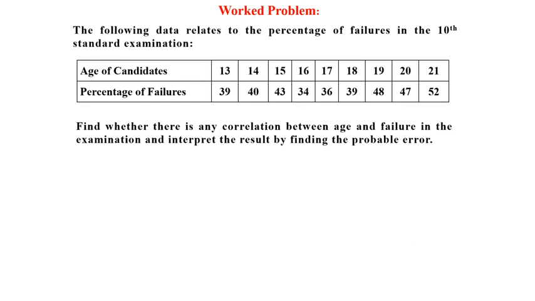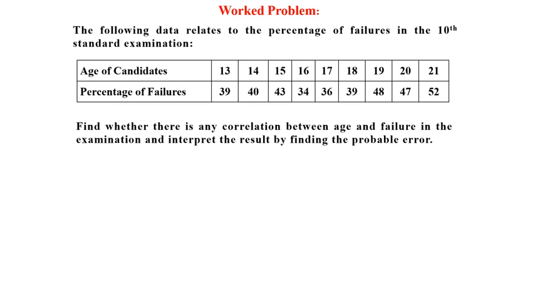Next problem: a full-fledged problem on probable error and correlation coefficient. Both you have to calculate. The following data relates to the percentage of failures in the 10th standard examination of some state. Age of candidates is given: 13, 14, 15, 16, 17, 18, 19, 20, 21.